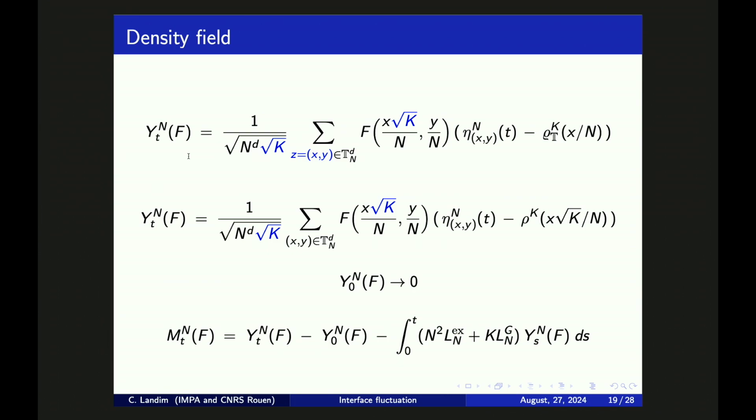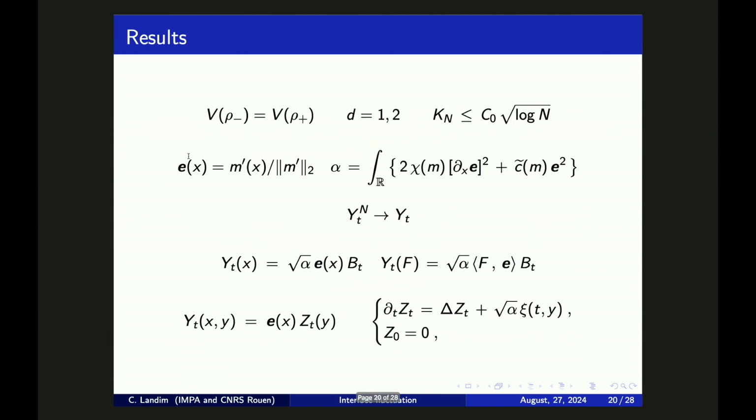So for later use, let me just introduce the Dynkin martingale. If you take a test function f, Mf will represent the Dynkin martingale associated to f. So what are the results? First, we are able only to consider dimension 1 and 2, and I'll try to explain that in a second. K again should increase at most as square root of log n. So we're not able to go further than square root of log n.